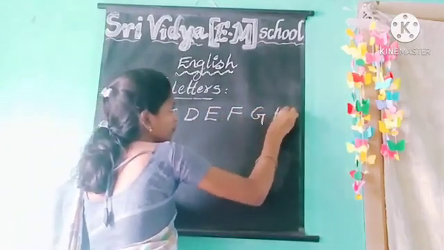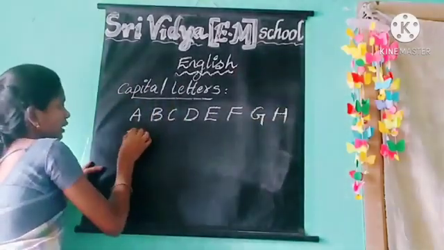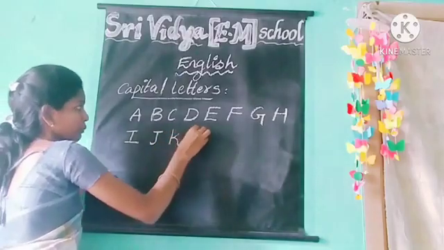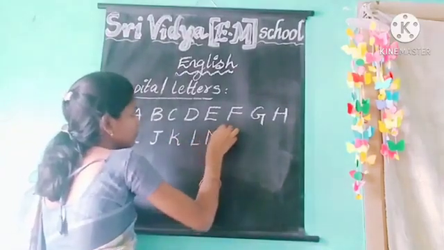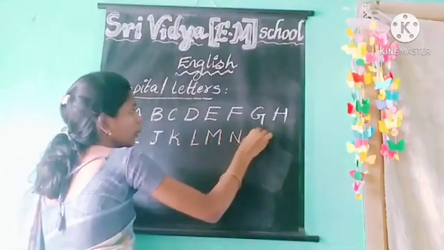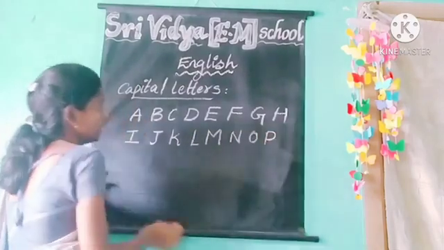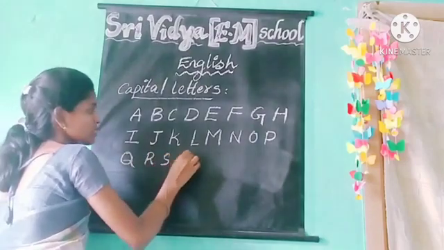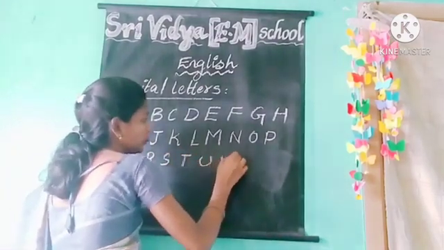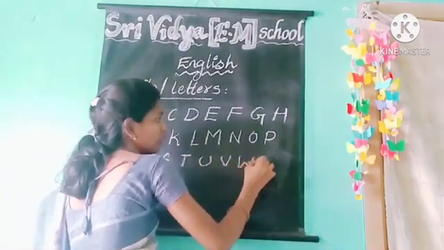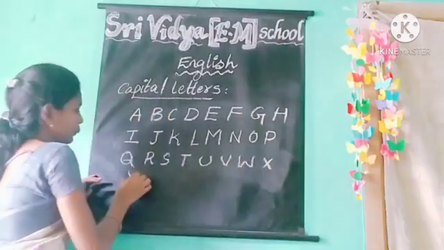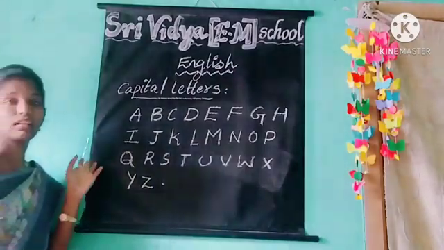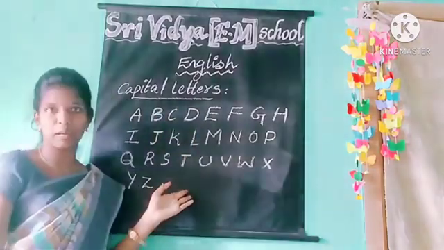G, H, I, J, K, L, M, N, O, P, Q, R, S, T, U, V, W, X, Y, Z. So these are the 26 letters in the capital form.